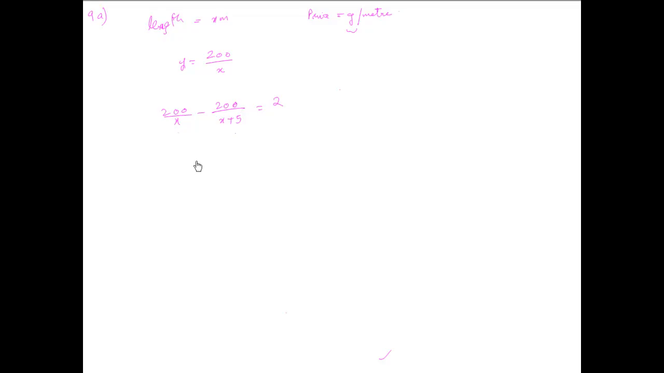Now we solve this. So 200x plus 1000 minus 200x is equal to 2 times x squared plus 5x. Children, that's taking the LCM. So that cancels out, 2 comes down, children. So 500 is equal to x squared plus 5x. So 0 is equal to x squared plus 5x minus 500.